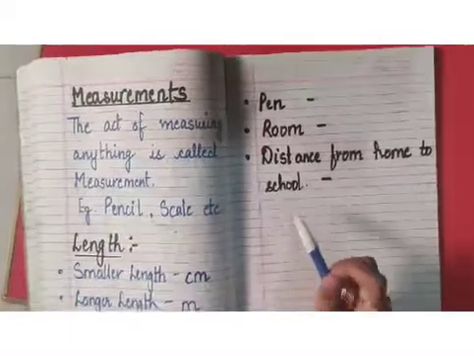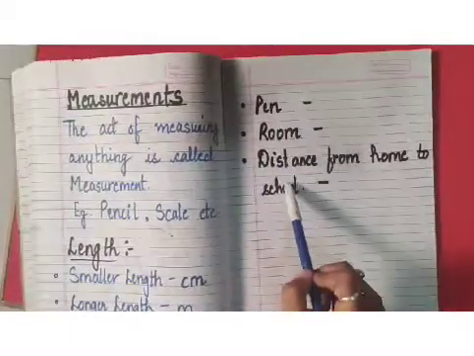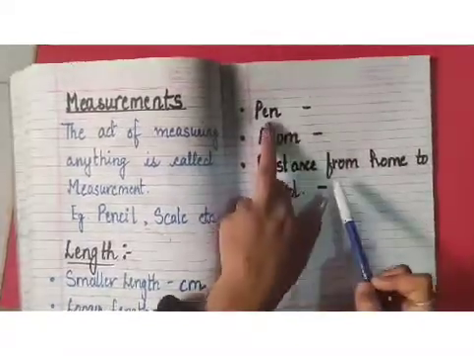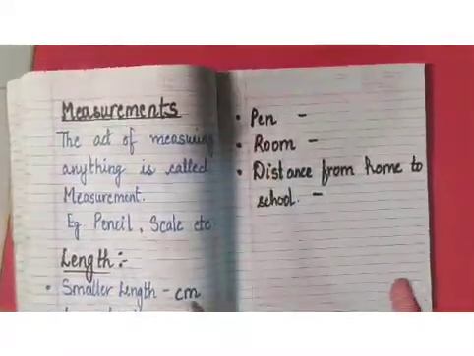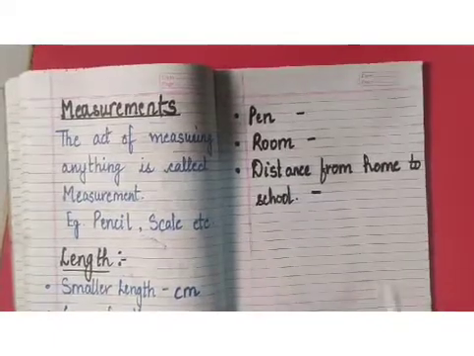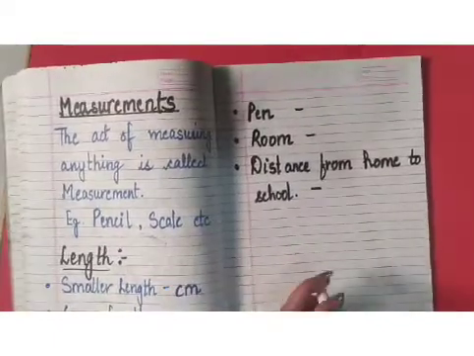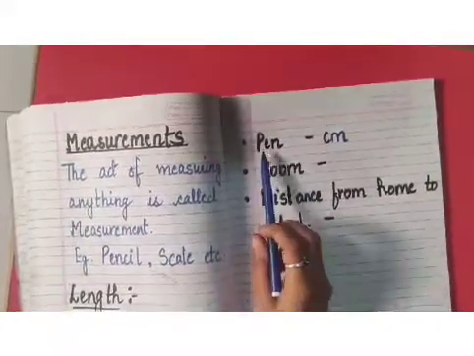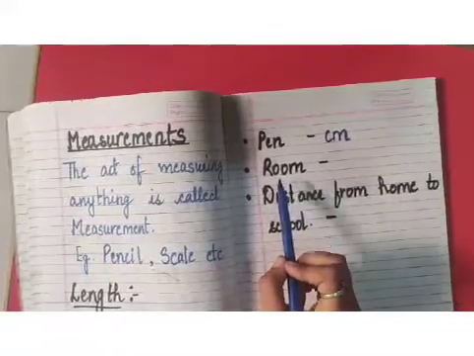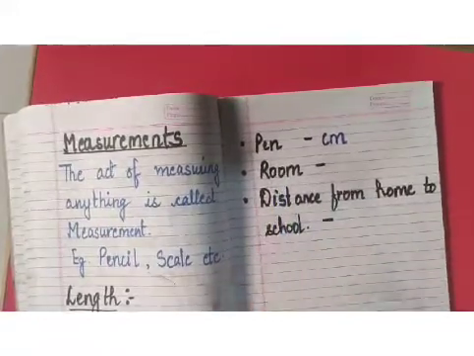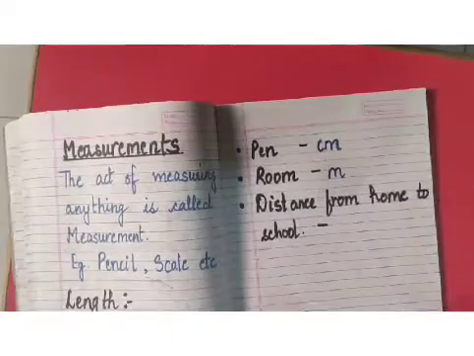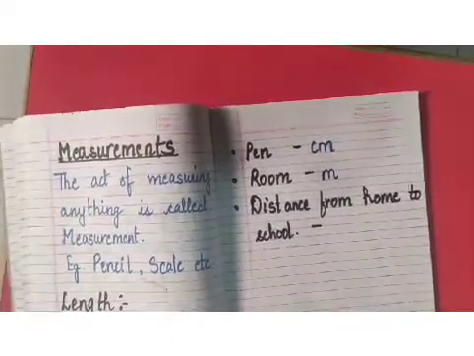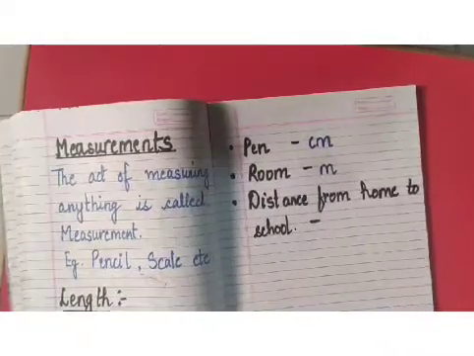Okay, now we will find out the units for the following things: pen, room, distance from home to school. For pen, this is a small length, so yes, we will measure it in centimeters. Now, for room, it is bigger than pen, and this can be measured in meters. Now, distance from home to school. Yes, this is a long distance, and so we will measure this in kilometers.